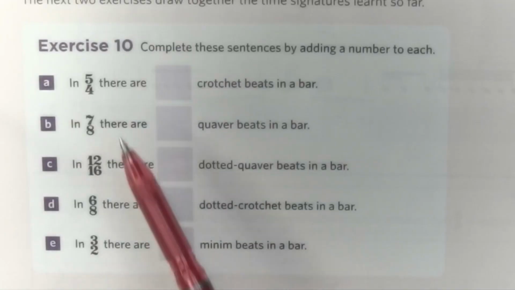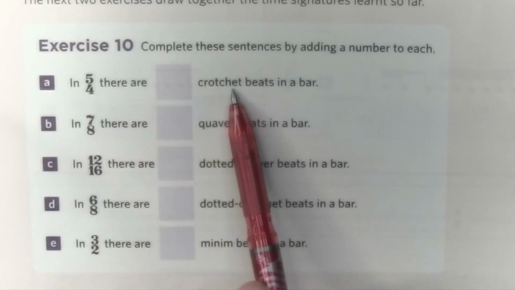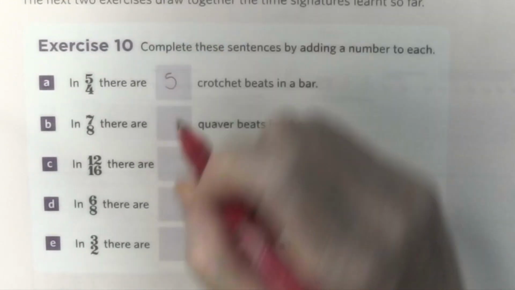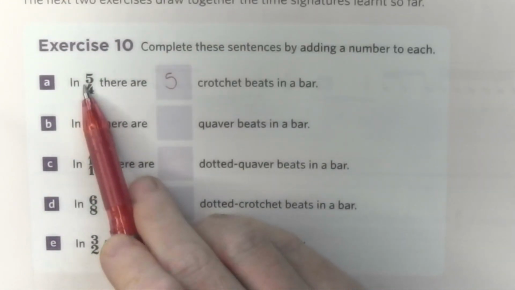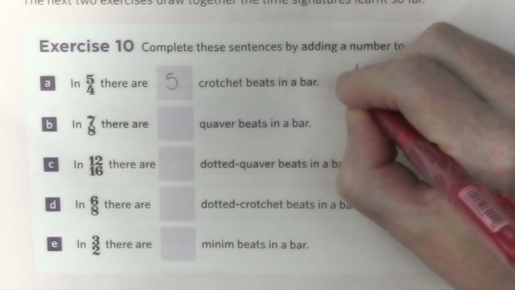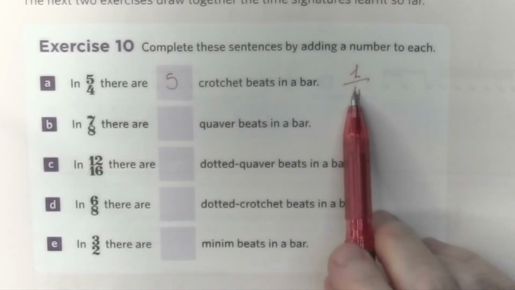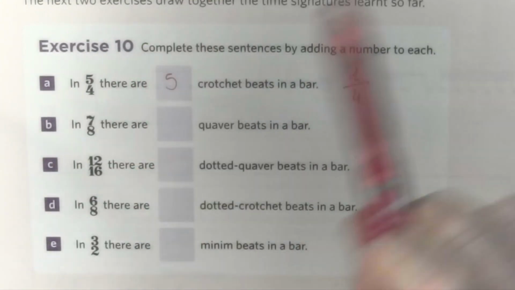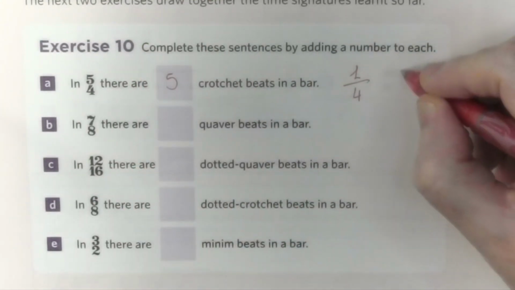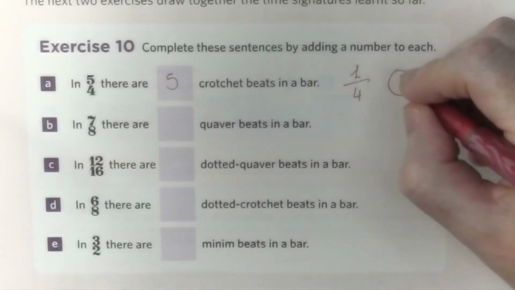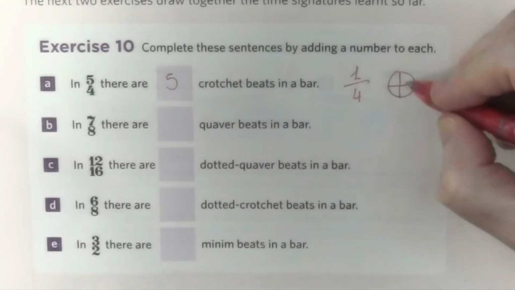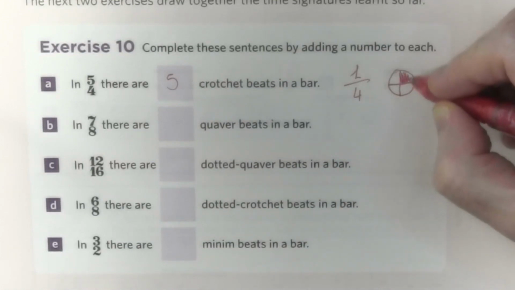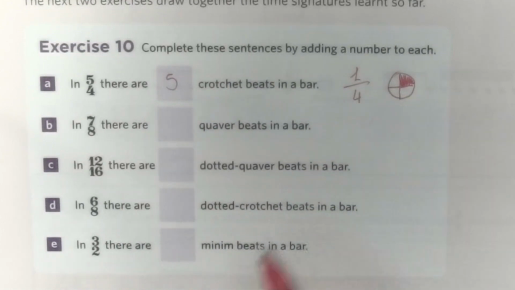Next one. In 5/4, there are X number of crotchet beats in a bar. The 4 is the crotchet beat because the crotchet is 1/4. One crotchet equals 1/4, one part of 4. So as I say to my students, I have a pizza or a pie if you want, and we cut it in 4 slices, and I eat just 1.